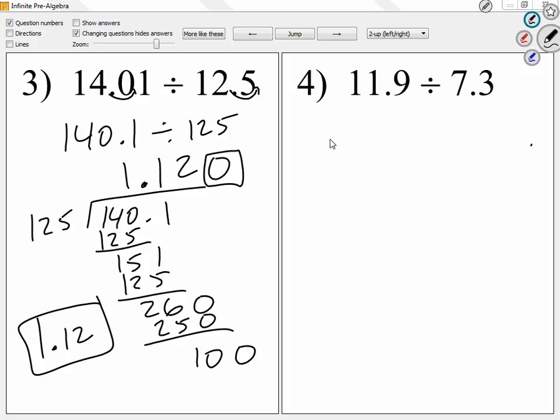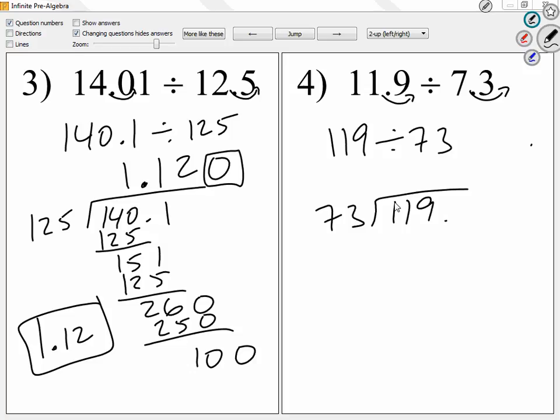For number 4, let me write this as 119 divided by 73. Notice that I moved the decimal one place to the right. That way, the second number does not have a decimal. So I'm going to write 73 into 119. I'm going to bring my decimal up already. How many times does 73 go into 119? More than 0. One time. 73 times 1 is 73. When I subtract this, how much is 119 minus 73?